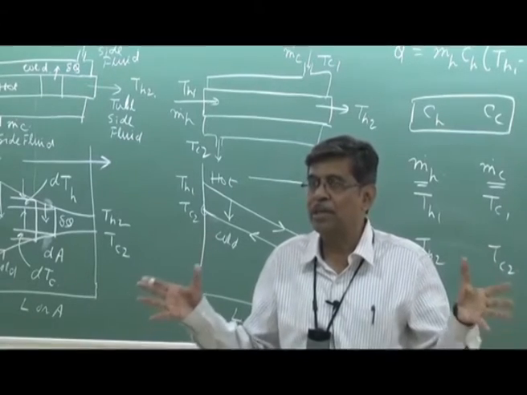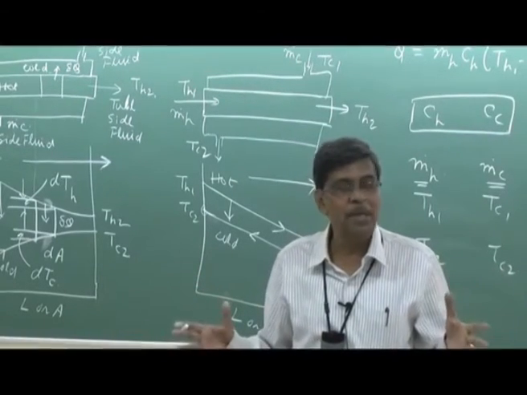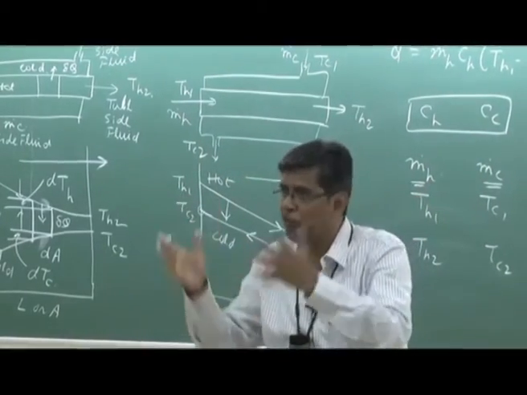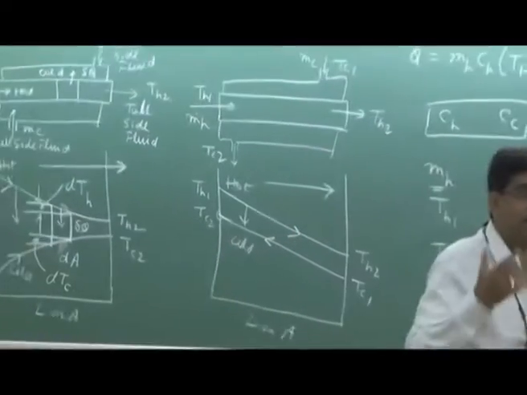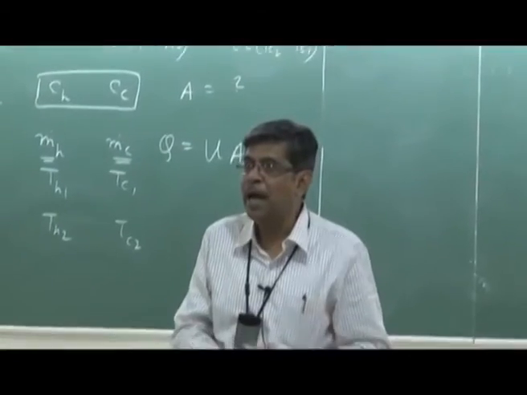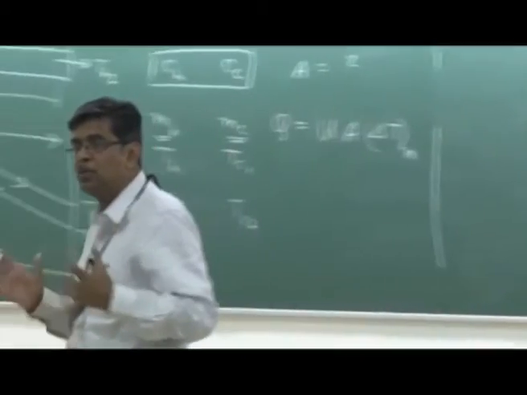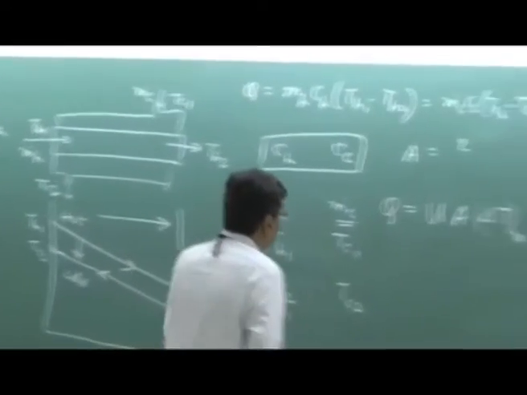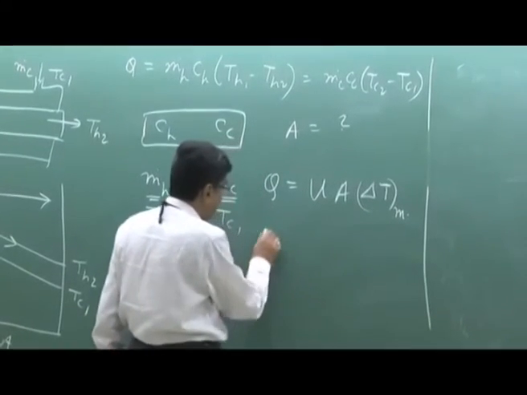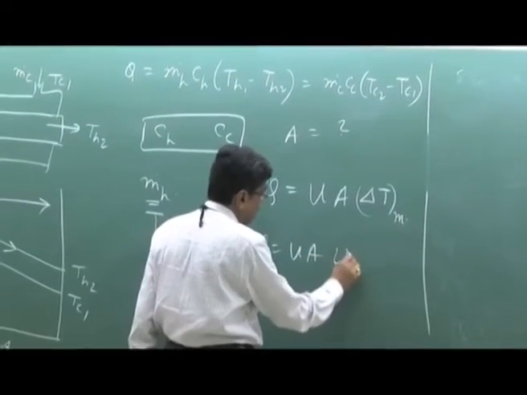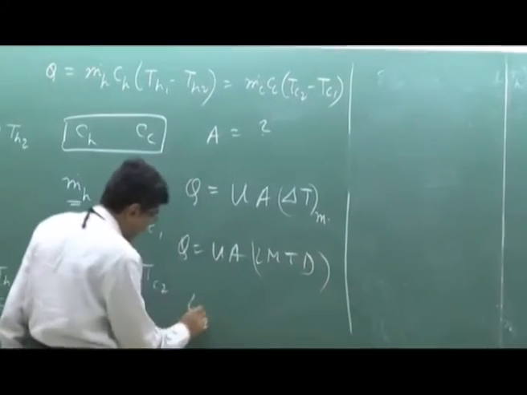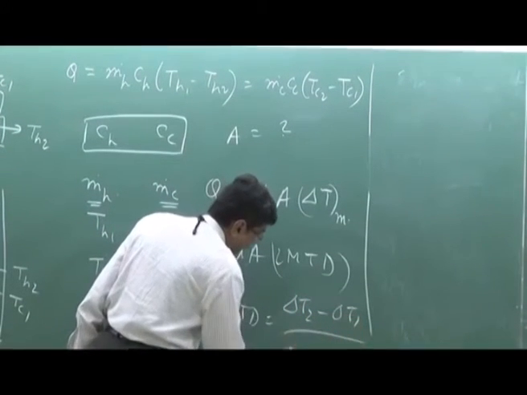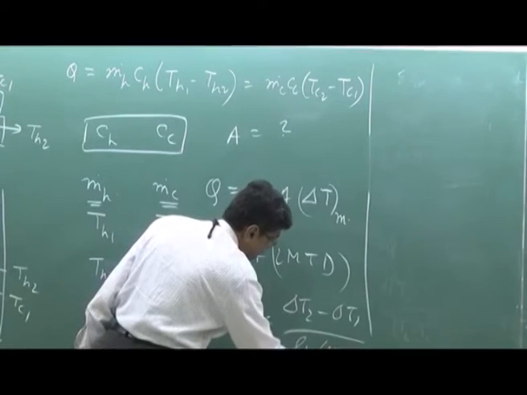The entire heat load is given. Q is known. That means explicitly m dot h, m dot c, Th1, Th2, Tc1, Tc2, all known. Then we find out the area, since we know the LMTD, using the LMTD method. But if it is the other way, the area is given, and this ΔTm is now the LMTD, and LMTD is what? LMTD is (ΔT2 − ΔT1) by ln(ΔT2/ΔT1).